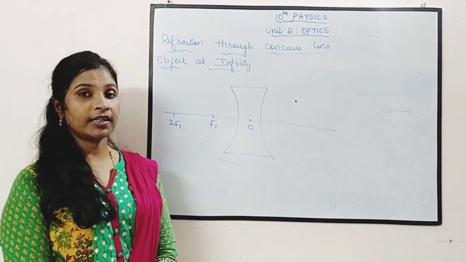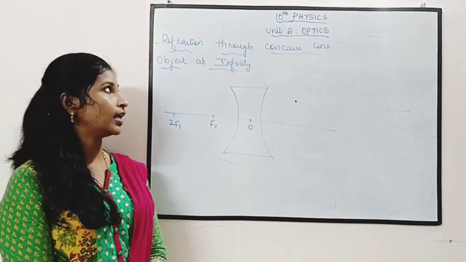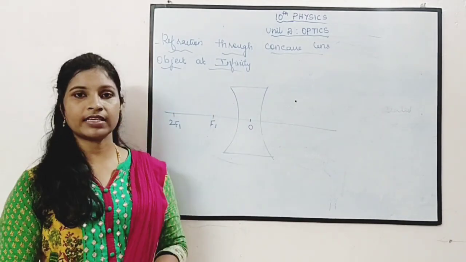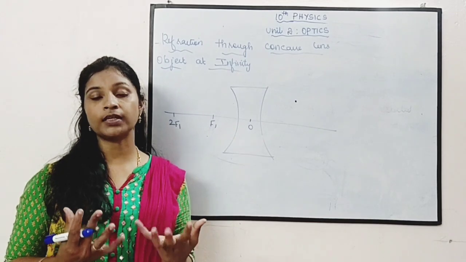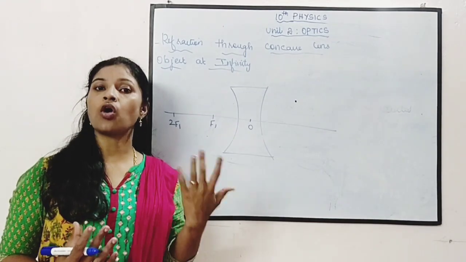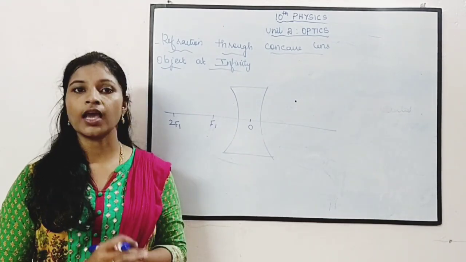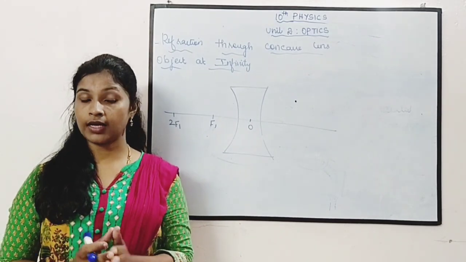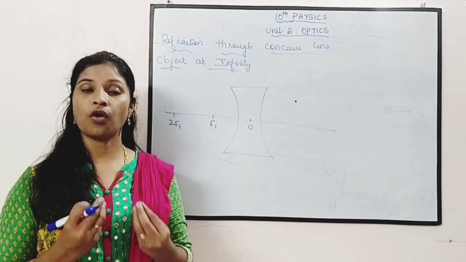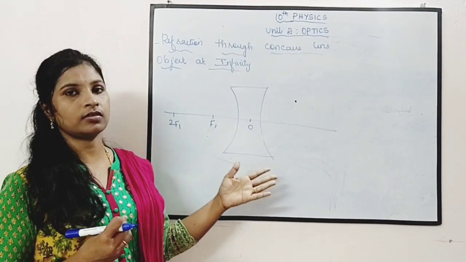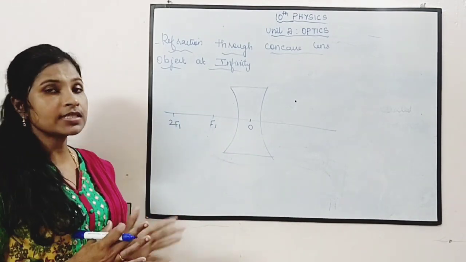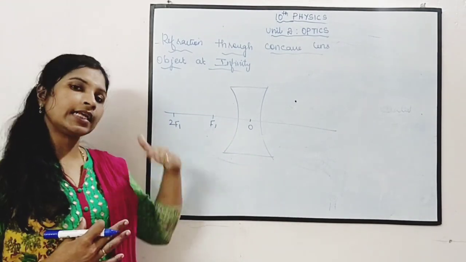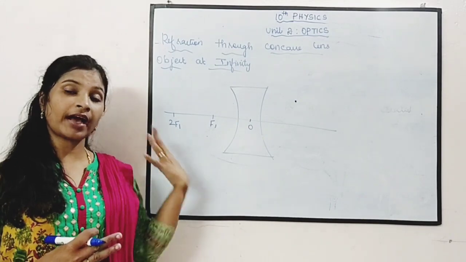Okay. So today, like the last video, we have discussed about the refraction through the convex lens. Okay, how the image is formed in a convex lens when we place the object at various locations. Today we are going to discuss about the image formation in a concave lens. So for that, first let me keep the object at infinity, at an infinite distance.